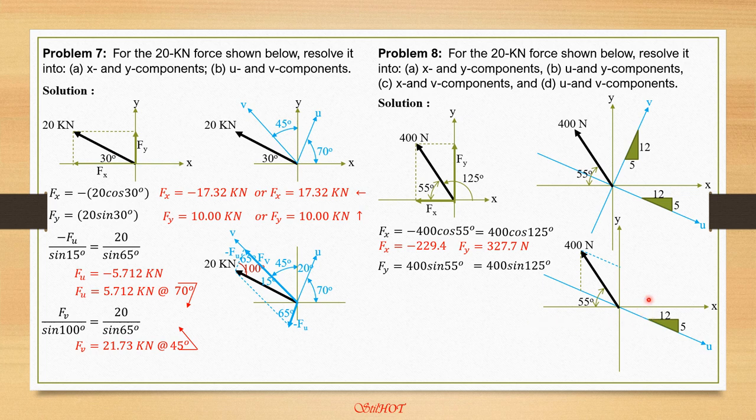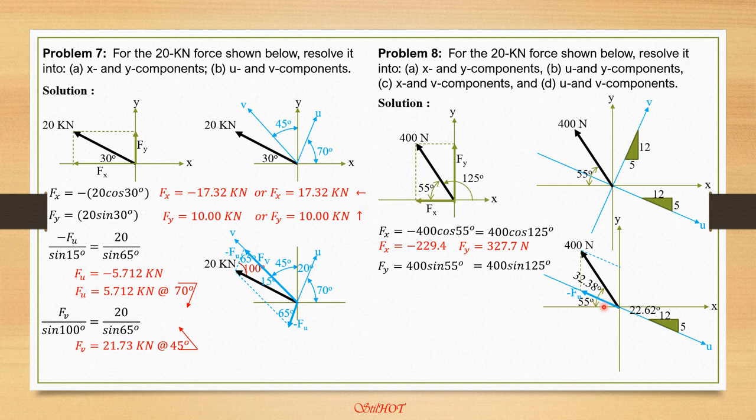Then we compute this angle here as arctan of 5 over 12. So that's Fu, which is negative again because it is opposing the positive u direction. So this is 22.62 degrees; 22.62 is arctan of 5 over 12, so use your calculator there. So this angle is also 22.62. So the angle between the 400 newton force and the negative of Fu is 55 minus 22.62. So that's 32.38 degrees.